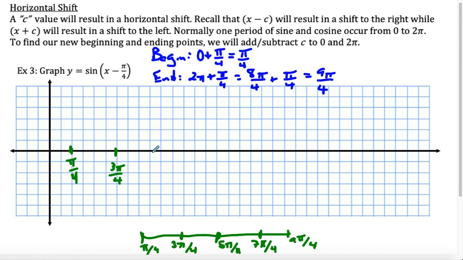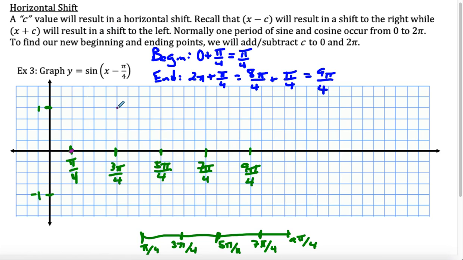3 pi over 4, 5 pi over 4, 7 pi over 4, 9 pi over 4. Okay, this time we are graphing sine. So sine starts at the midline, goes up to the maximum, which I guess I forgot to mark that here. There is no change in amplitude, so we're just going between 1 and -1.